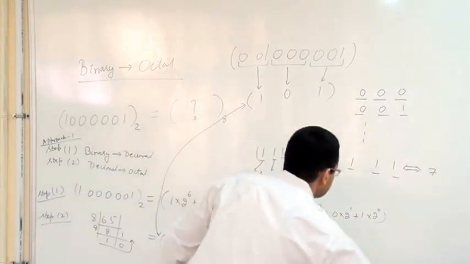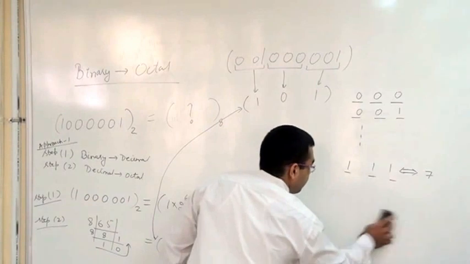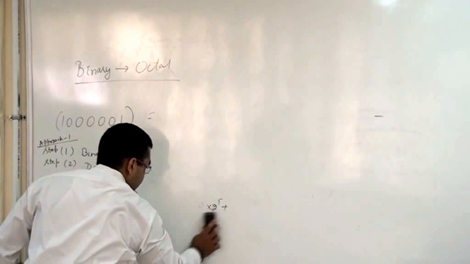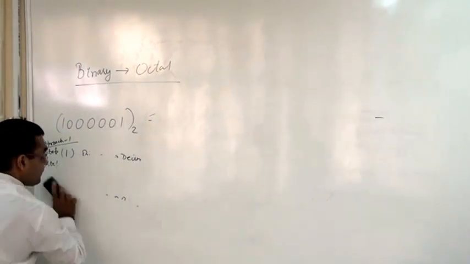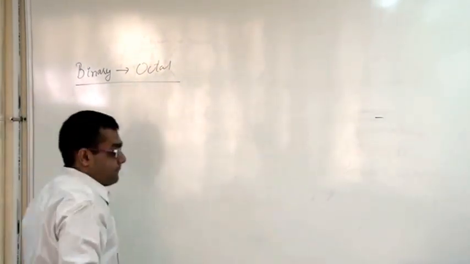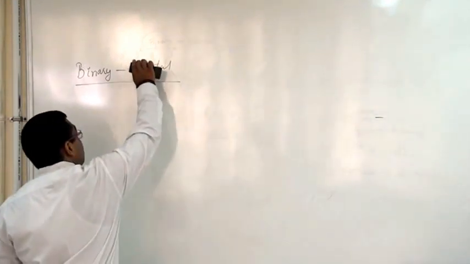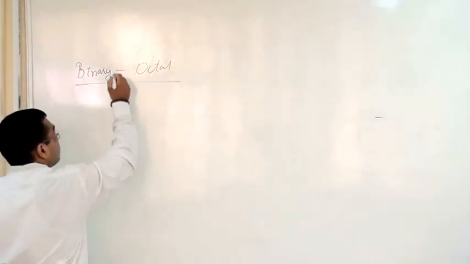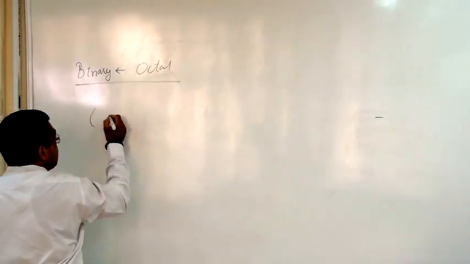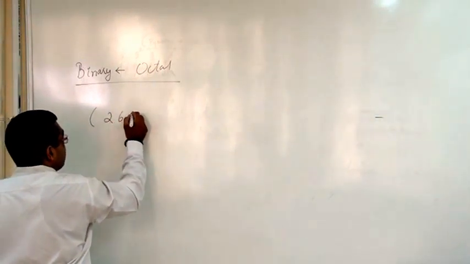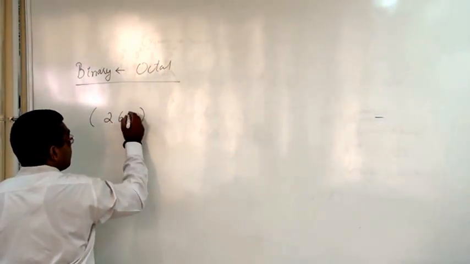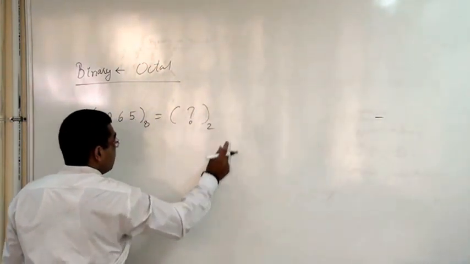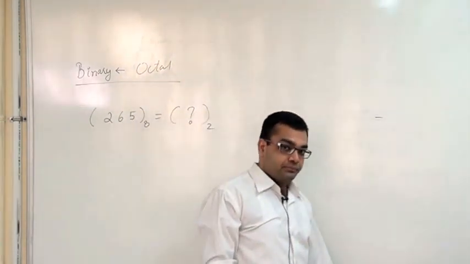Okay, now, this was from binary to octal. What if we have to go the other way around? That is, we want to go from octal to binary. We are given, say, 265 in octal. We want to convert to binary.